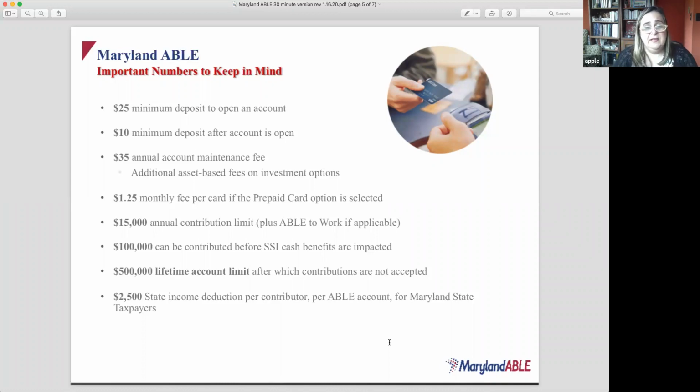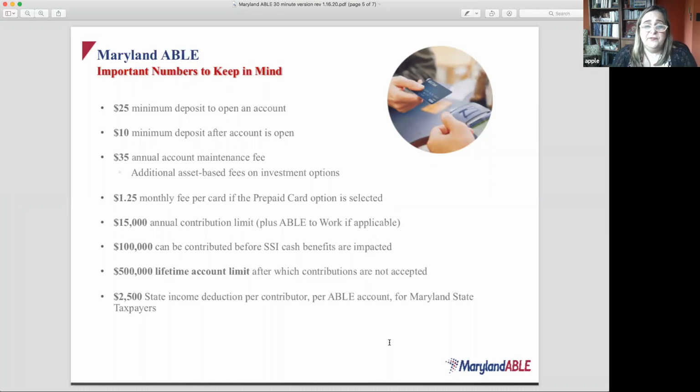There is a fee for having an ABLE account. There's a $35 annual account maintenance fee. And this fee is something that is prorated. So anyone that opens an ABLE account in the month of May is not going to have to pay for the fees assessed earlier in the first quarter. We also like to say that it doesn't come out all at one time. It comes out in 4 installments each quarter of $8.75.